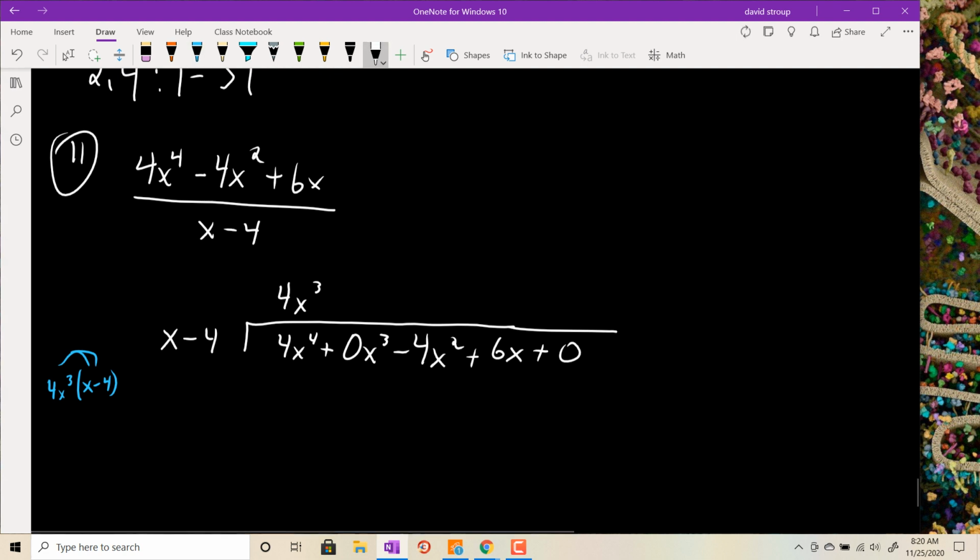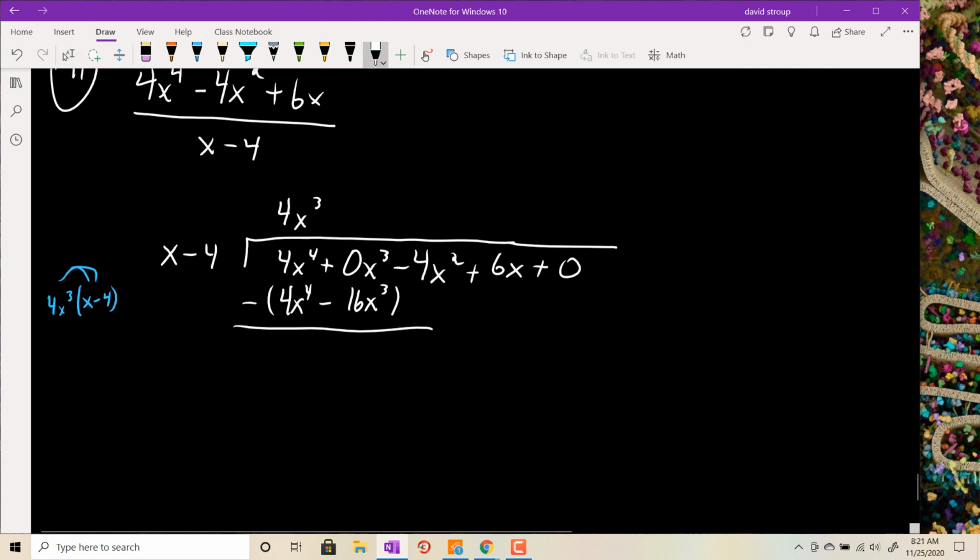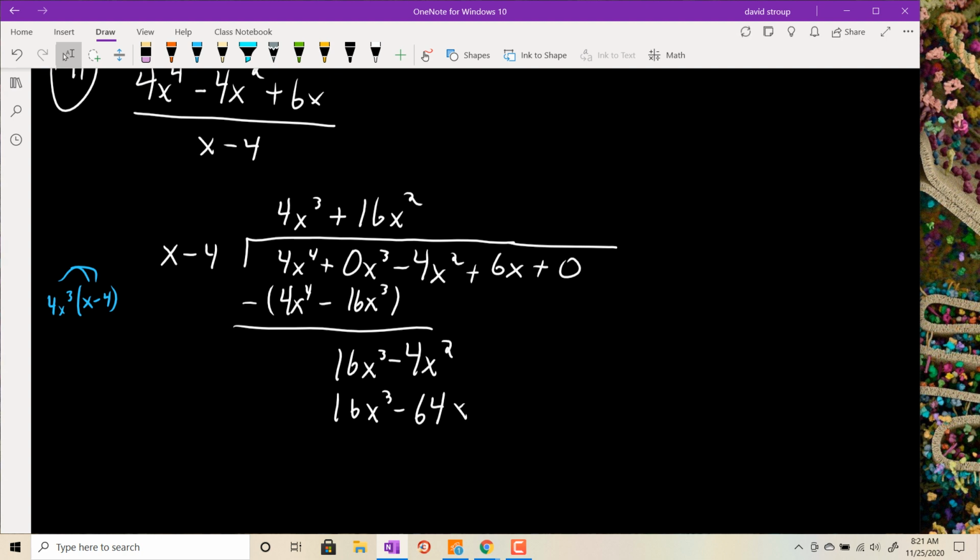So I write 4x to the 4th minus 16x cubed. And then I subtract the entire thing, not just part of it. So 4x to the 4th minus 4x to the 4th is 0, 0x cubed plus 16x cubed, 16x cubed. Bring down the next term. So plus what times x is 16x cubed? That was 16x squared, apparently. In my brain, I have to distribute: minus, apparently, 64x squared. And then I subtract the entire thing.